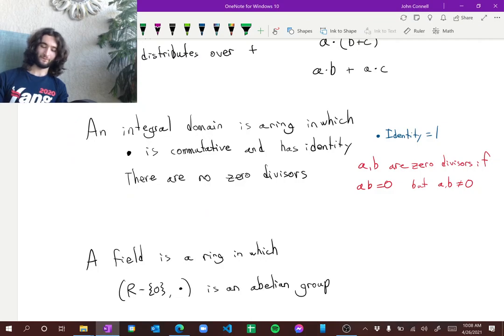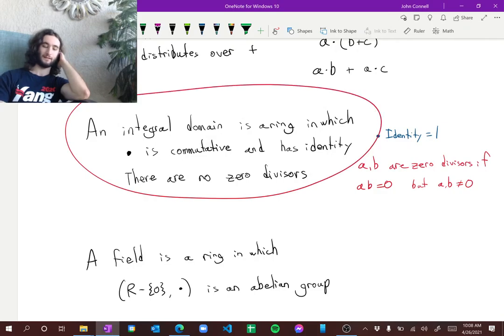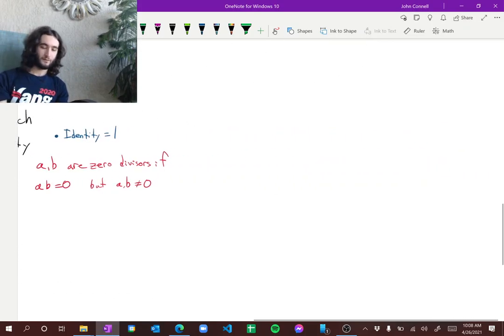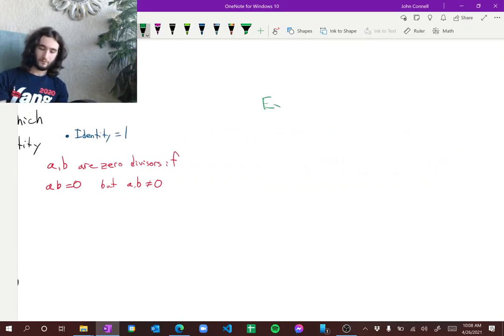So Z is like that. Q and R and C are all like that. All the numbers are like integral domains, because there's no way to multiply two non-zero numbers together to get zero. But there are definitely rings that are not like that. For example, a ring but not an integral domain.